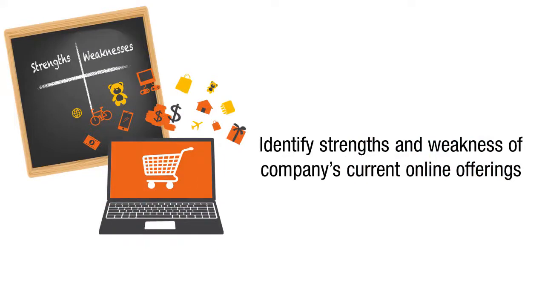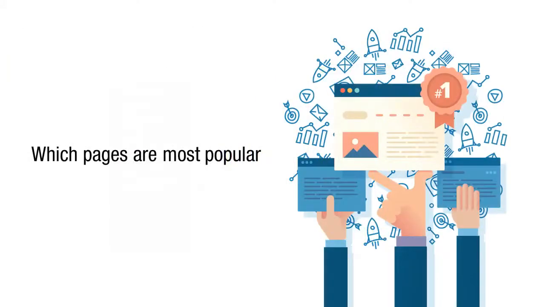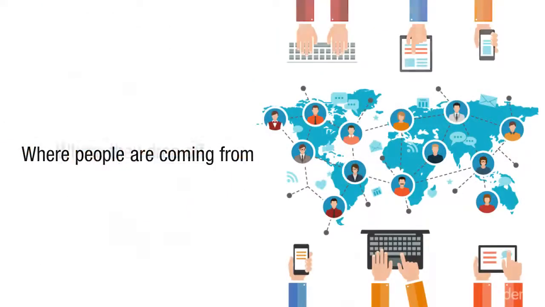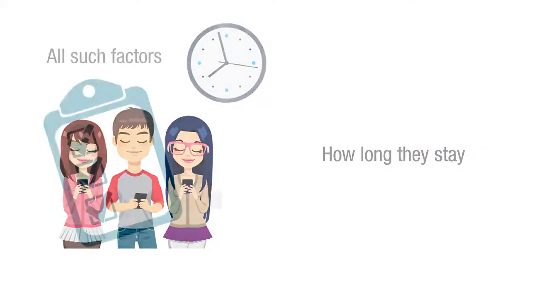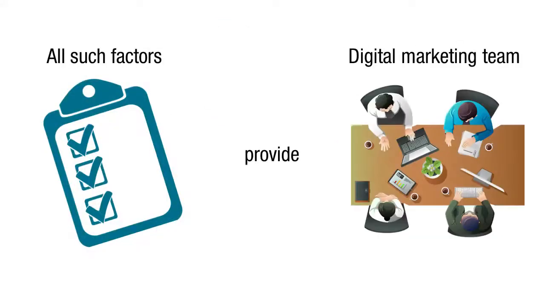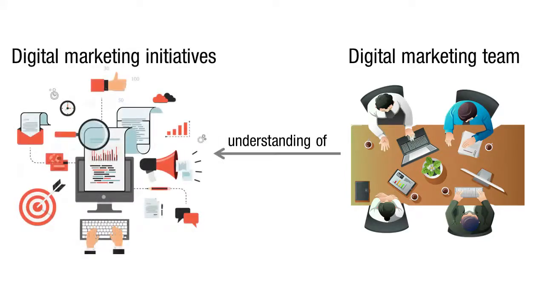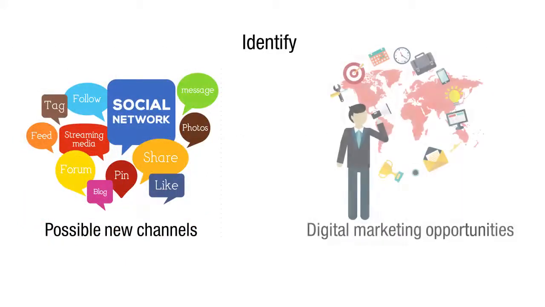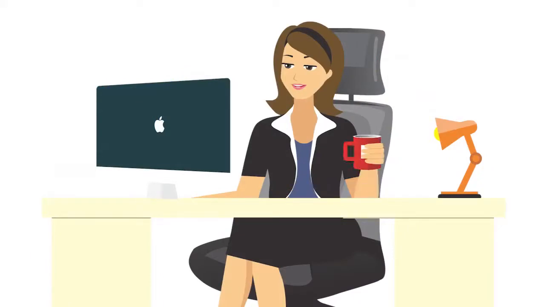This may include finding out how many people are visiting a website, which pages are most popular, which paths are most popular, where people are coming from, where they drop off, how long they stay, and other similar factors. All such factors provide the digital marketing team with a comprehensive understanding of the effectiveness of current digital marketing initiatives and enable the team to identify possible new channels and digital marketing opportunities. Can you think of an example of this concept?